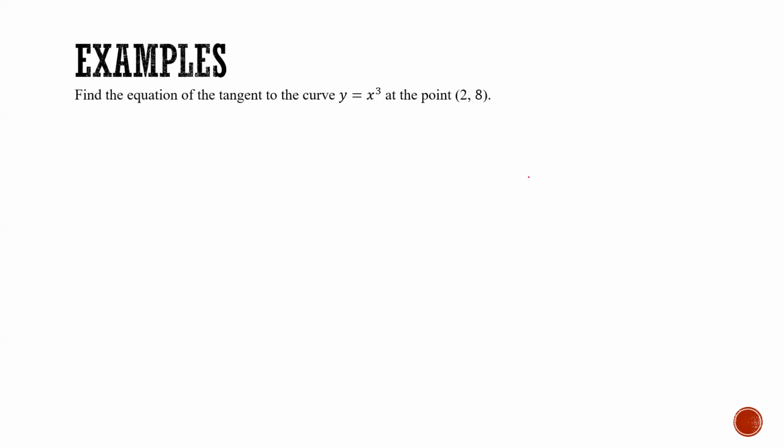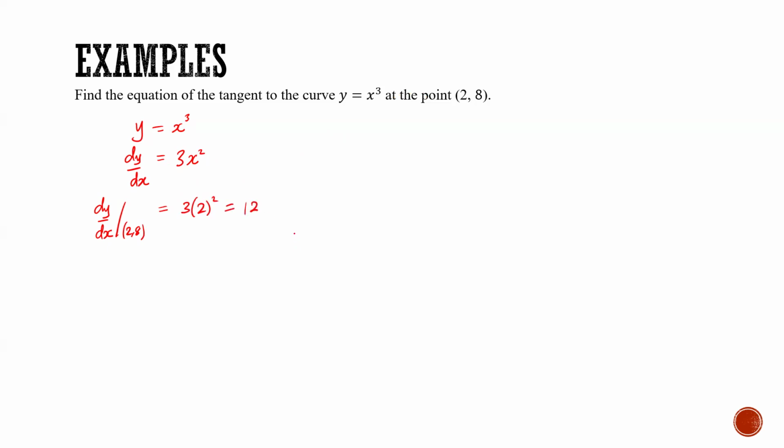So for us to find the equation of the tangent to the curve y is equal to x cubed at the point (2, 8), the first thing we would do is to differentiate this function. So we'll get dy/dx as 3x squared. Remember, the power becomes a multiplier and reduces by 1. Now at the point (2, 8), the value of dy/dx will be 3 times 2 squared, which is 12.